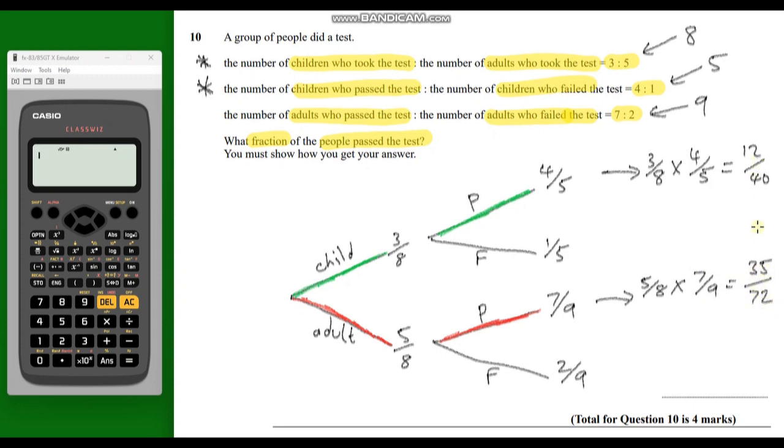And now we just need to add these fractions together. So we're going to do 12 over 40 plus 35 over 72, because we're looking at the total. I will use a calculator for this one. So 12 over 40 plus 35 over 72, and we get 283. Let's put it down here: 283 over 360. And that is my final answer.